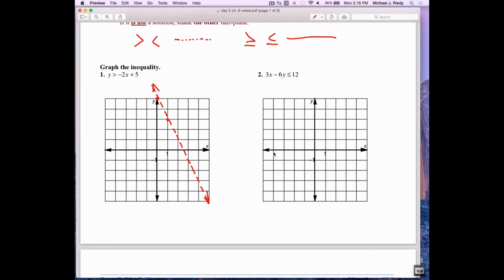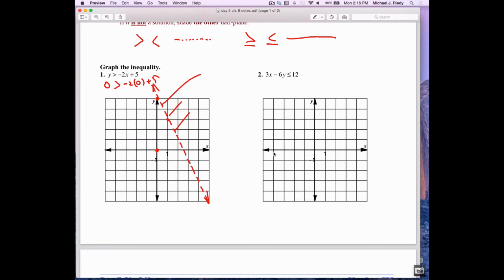Now, here's the easy part. Pick a point anywhere on the graph that's not on the line. What's a smart point to choose? How about 0, 0? Yes. Plug 0, 0 into the inequality. Is it a true statement? Is 0 greater than -2 times 0 plus 5? No, it's false.